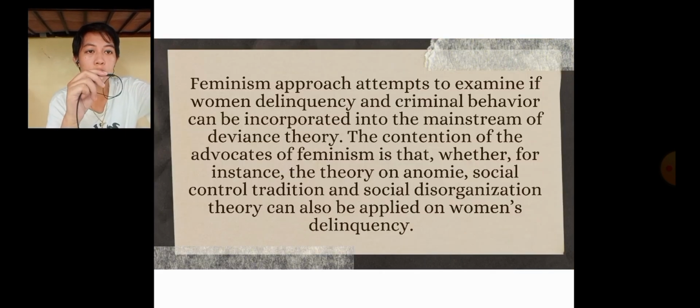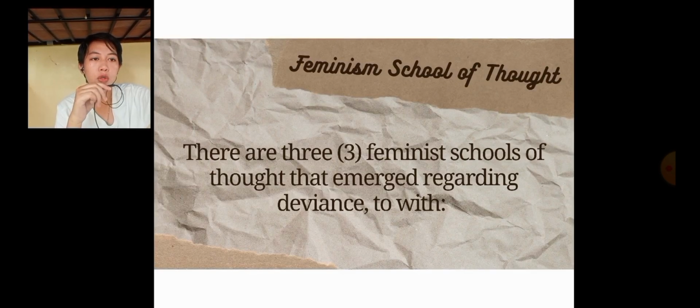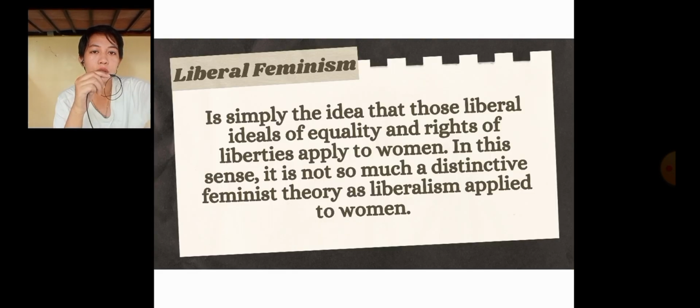The feminist approach attempts to examine if women's delinquency and criminal behavior can be incorporated into the mainstream of deviance theory. The contention of the advocates of feminism is whether, for instance, the theory of anomie, social control tradition, and social disorganization theory can also be applied to women's delinquency. So there are three feminist schools of thought that emerge regarding deviance. The first one is liberal feminism.